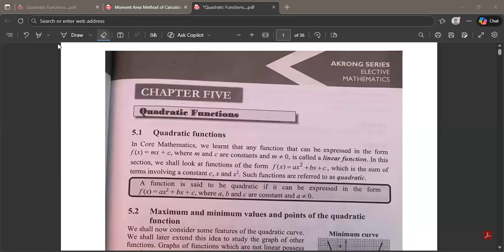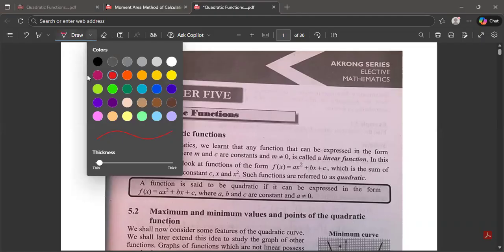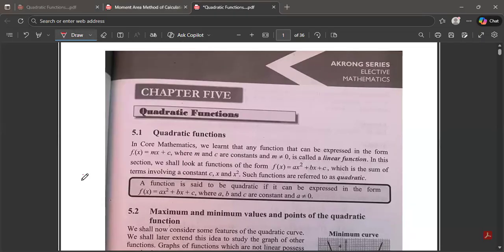All right. In chapter 5 of elective mathematics, we are going to be looking at quadratic functions. We are going to be looking at what? Quadratic functions. All right.